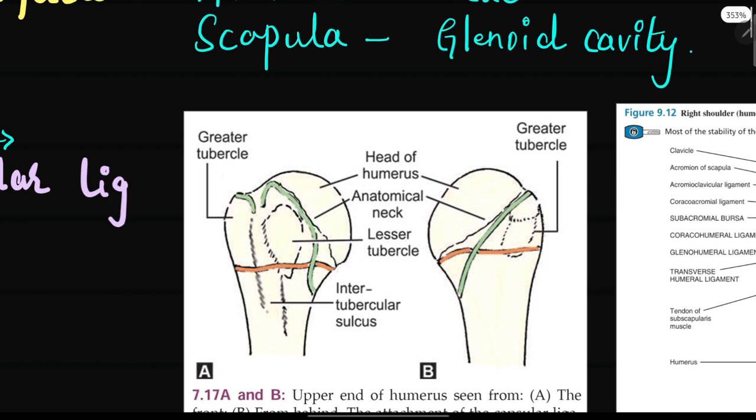You can see the diagram here. There is an attachment along the anatomical neck here, and inferiorly beyond the anatomical neck extending up to the surgical neck. This is from the posterior side also. You can see this is extending up to the surgical neck.